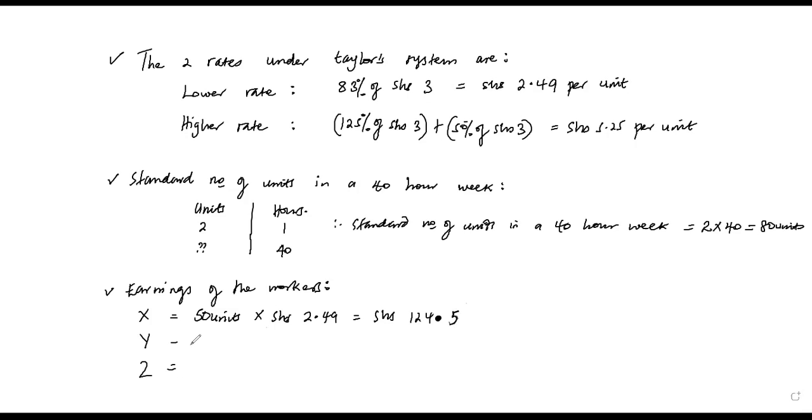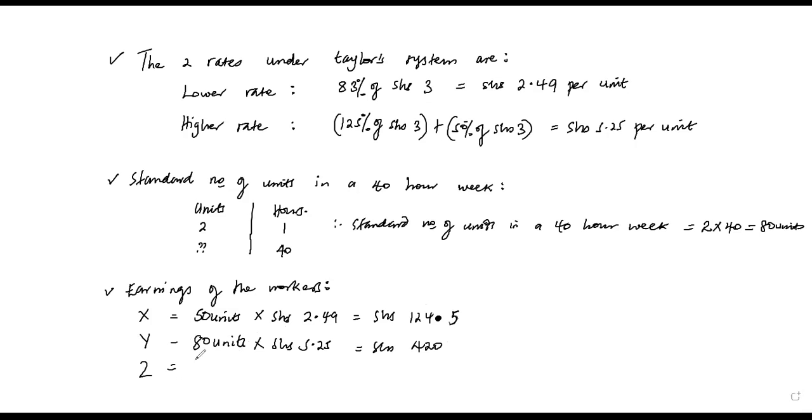Then when it comes to Y, Y produces 80 units in a 40-hour week. And according to our computations, the standard number of units in the 40-hour week is 80 units, meaning that Y is efficient. So we pay Y using the higher rate, which is 5.25. So the earnings of Y are 420.